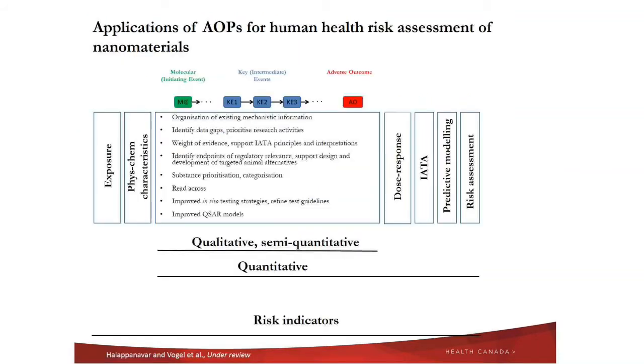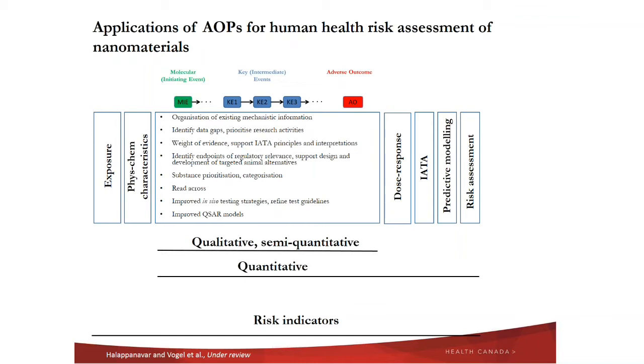So well-developed AOPs, and I think this was already discussed by Ulla briefly, well-developed and well-established AOPs have far-reaching applications in the human health risk assessment of nanomaterials. When you have a quantitative AOP, and when there is sufficient exposure, material characterization, and dose response information, the well-established quantitative AOPs can be used to derive risk indicators important for the risk assessment process.